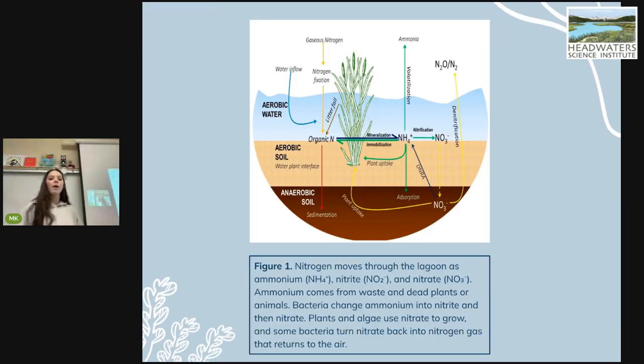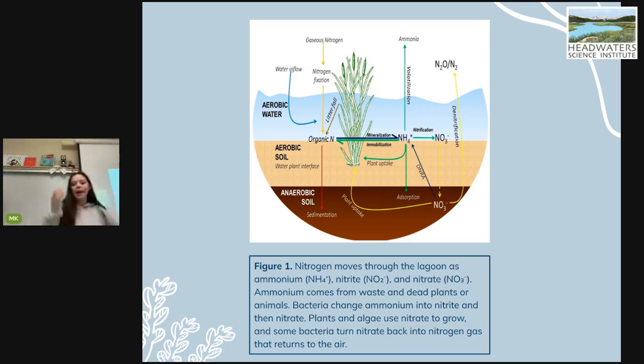Just for a little bit of background, because I feel like we've talked about this a lot, this is an example of how the nitrogen cycle moves, particularly in a water ecosystem. Look at the ammonium right there, and then you have the nitrite over there, and then the nitrate, NO3, right there.